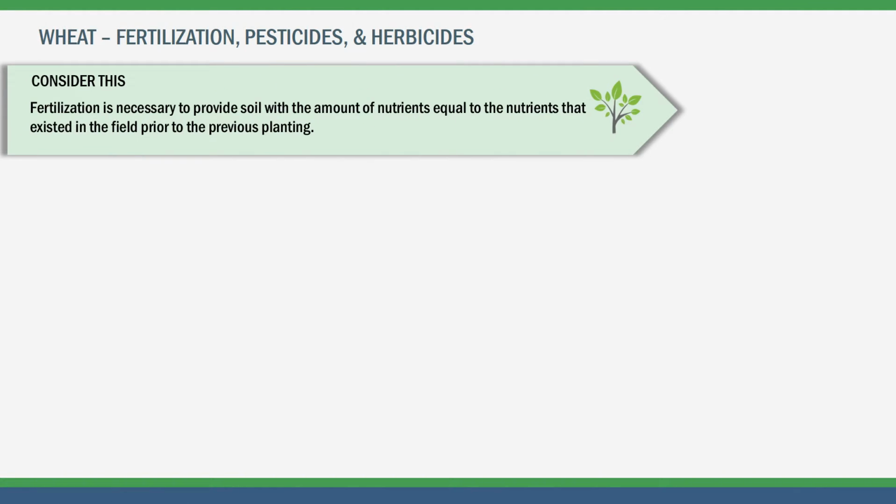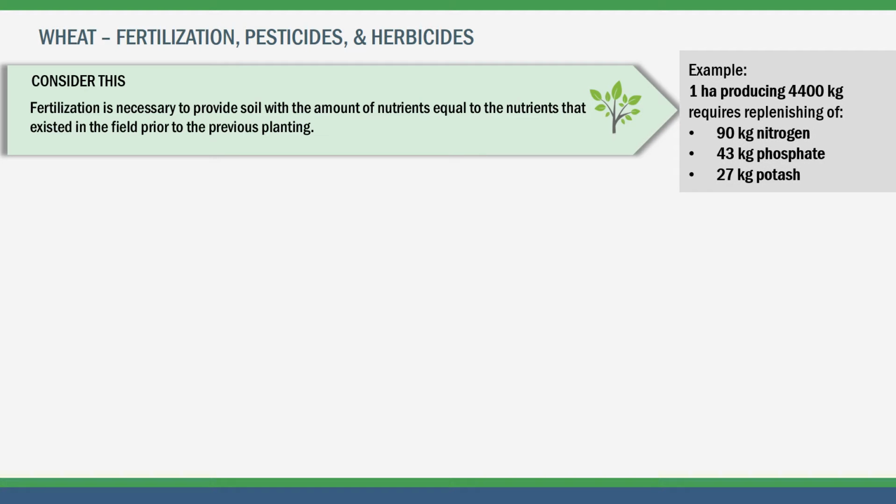Fertilization is necessary to provide the soil with the amount of nutrients equal to the nutrients that existed in the field prior to the previous planting. For example, a harvest of 4,400 kilograms of wheat taken from 1 hectare will require the replacement of 90 kilograms of nitrogen, 43 kilograms of phosphate, and 27 kilograms of potash through some form of fertilization.